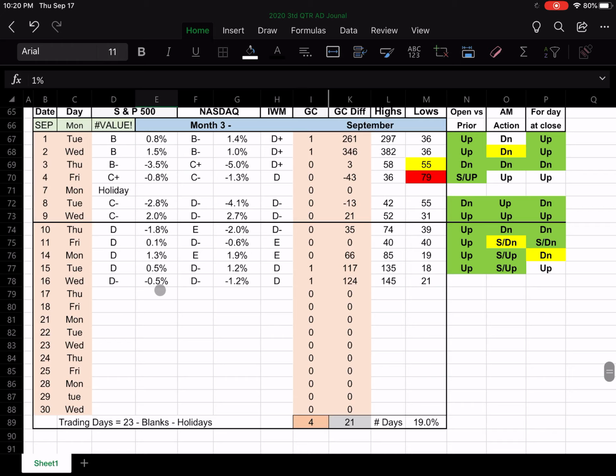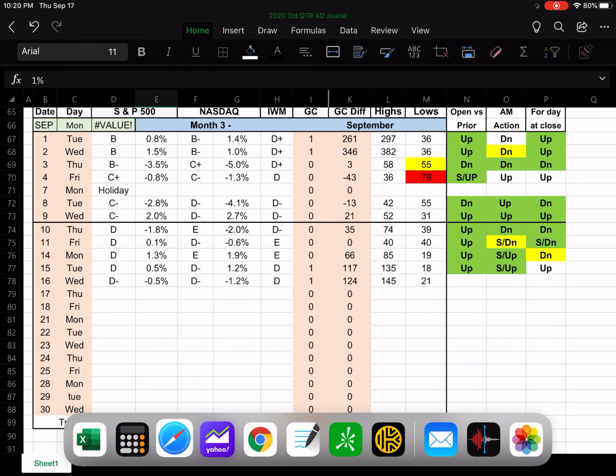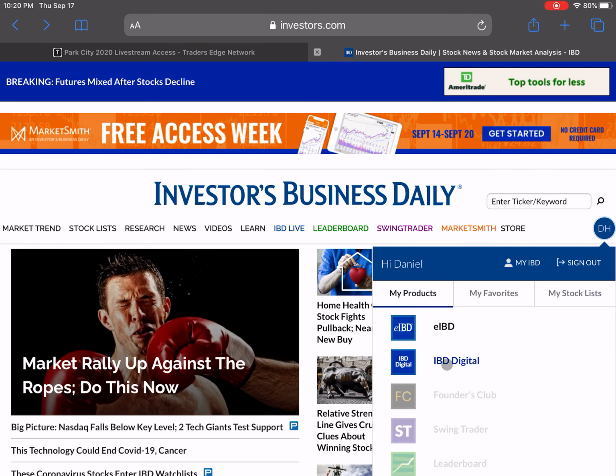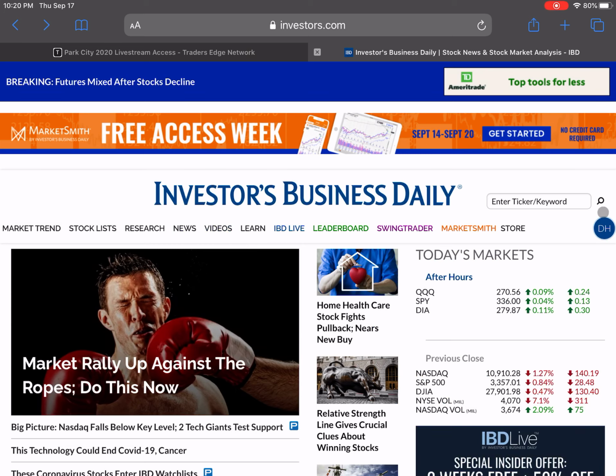This is something that investors.com, which is Investors Business Daily, has as a proprietary formula to measure whether specifically the institutions are doing more buying or selling at the moment. So the first thing you need to do is go to investors.com. If you don't have a subscription, it's IBD Digital is what you need. You can go to the store to buy that.